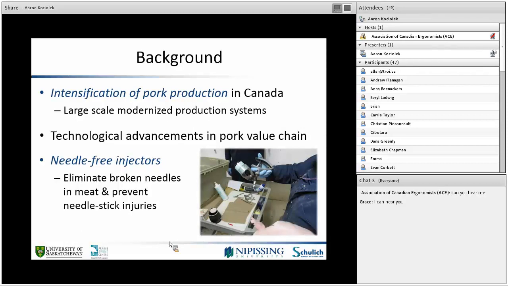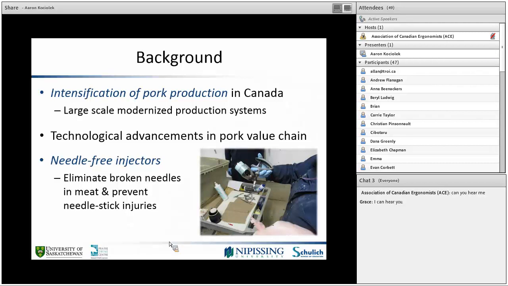So one of these technological advancements in pork production was actually the needle-free injector, which was used to deliver medications such as vaccines, or medications to sick animals. And the idea here is that they would eliminate broken needles, which could contaminate a whole shipment of meat if that were to happen and go unreported, or would also prevent needle stick injuries in workers. So if you have a needle in one of these injectors, there's always the chance that you lose focus for a minute and actually inject yourself with medication that was intended for a pig and not for yourself. So this technology would eliminate that.